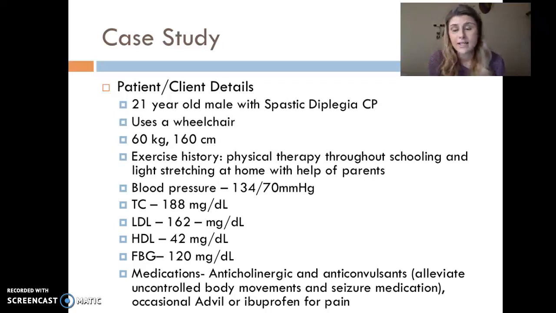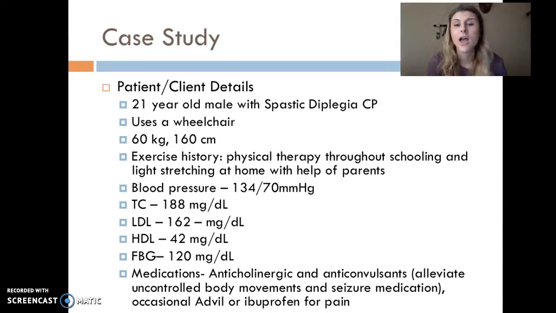So this is the case study I did. It's a patient that is 21 years old. He's a male with spastic diplegia cerebral palsy. With diplegia, my patient has spastic cerebral palsy in his two lower limbs, his legs. So he has very low muscle function in his legs. He suffers from a lot of hypertonia, so he actually uses a wheelchair because of that. He is 60 kilograms in weight and 160 centimeters in height.